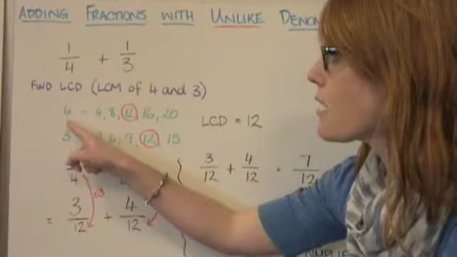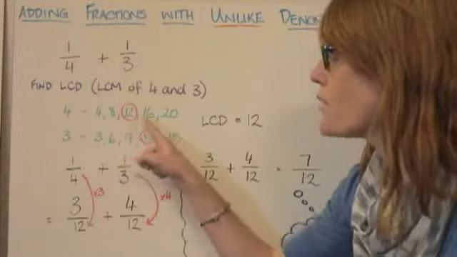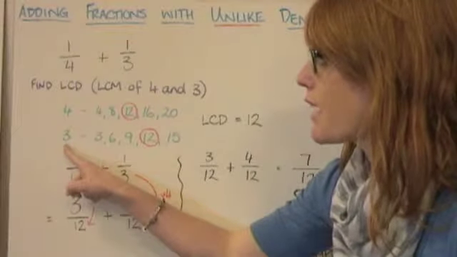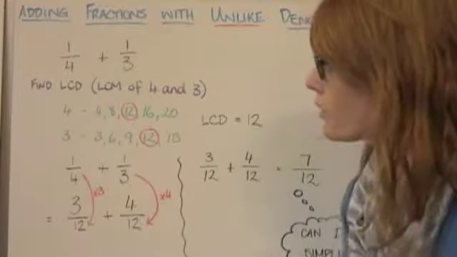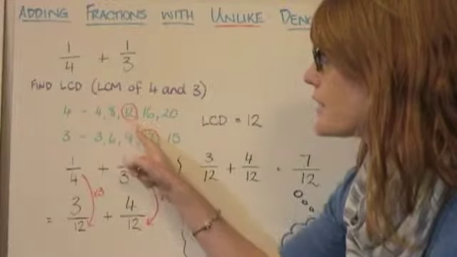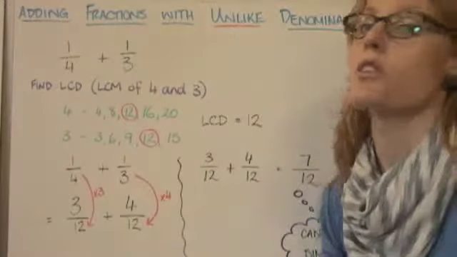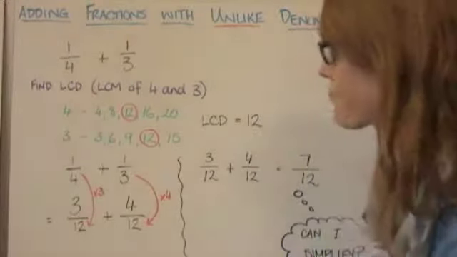So if we list our multiples, the multiples of 4 are 4, 8, 12, 16, 20, and so on. The multiples of 3 are 3, 6, 9, 12, 15, and so on. And already I can see that the least common multiple of 4 and 3 is 12. So 12 is going to be my least common denominator.